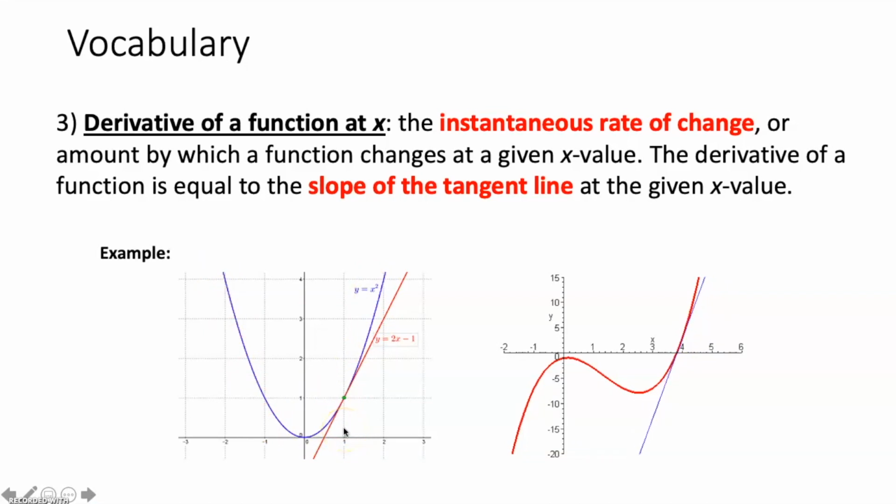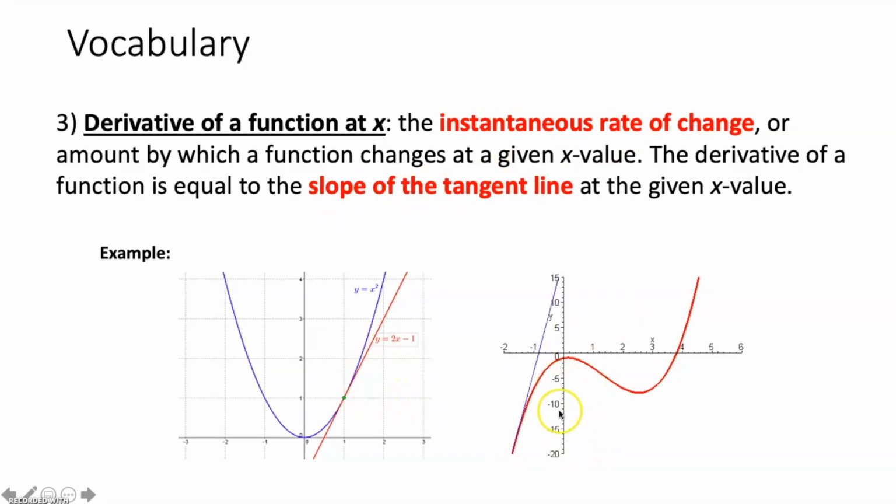That is what this is talking about. So anytime you hear derivative of a function at a particular x value, it's talking about the slope of the function at that particular x value. It's talking about the instantaneous rate of change at a particular x value. It's talking about the slope of the tangent line. All of those things mean the same thing.